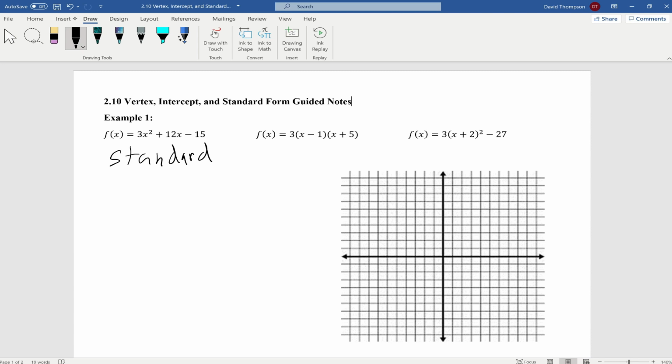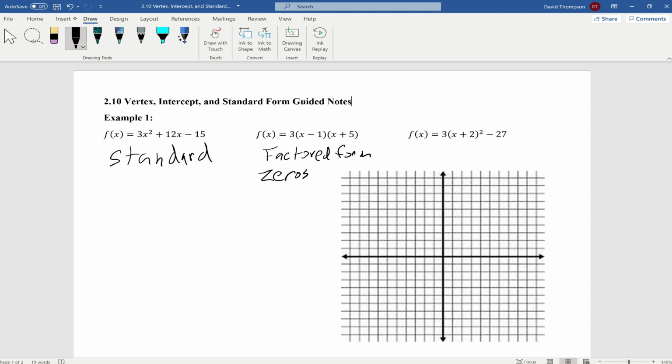The next example, we're given 3 parentheses x minus 1, parentheses x plus 5. This will be my factored form. And the reason I would use my factored form is to easily get the zeros.